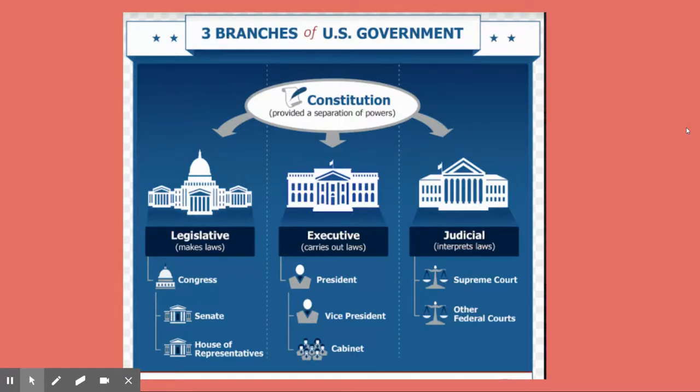Now, just to give you guys a nifty visual, this right here is how the Constitution provides a separation of powers. You can actually see all the different pieces that fall beneath each of the branches. This would be a great time maybe to pause this video and work on one of your note sets.